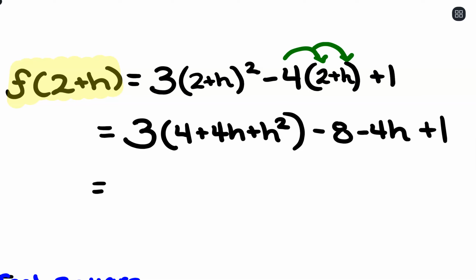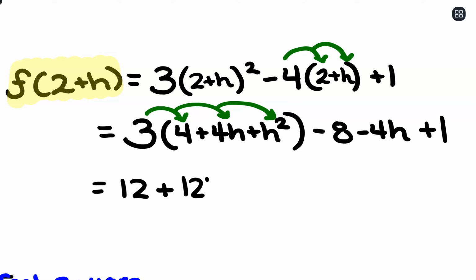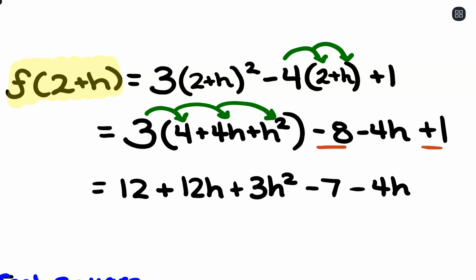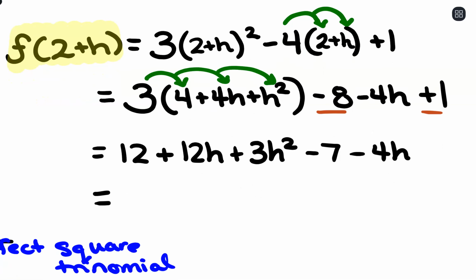All right, next step, distribute 3 into that trinomial. So 3 times 4 plus 3 times 4h plus 3 times h squared minus 8. Ooh, let's go ahead and combine those like terms. So minus 8 plus 1, so that's a negative 7 minus 4h. All right. Last step, combining like terms. We have 12 and the negative 7. We have the 12h and minus 4h.